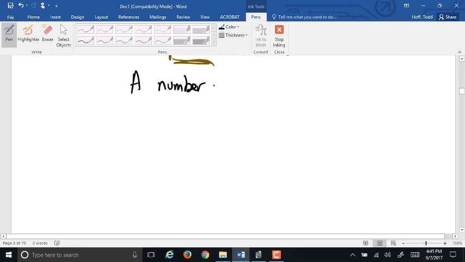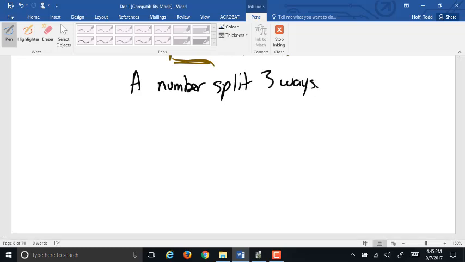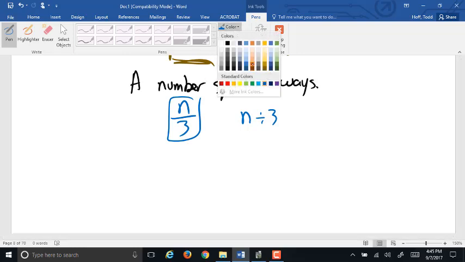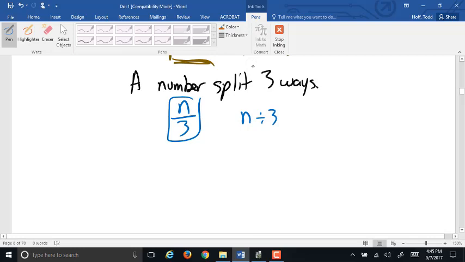If I put a number split 3 ways, what's that going to look like? Somebody be brave. N over 3. You're right. N over 3, you could write n divided by 3 would be acceptable as well. Usually we do use n over 3 as our notation. Can you think of any other phrases that would be represented as n divided by 3 or n over 3?